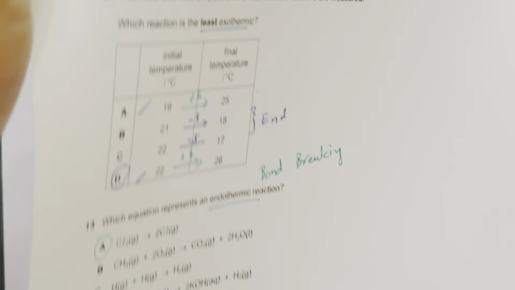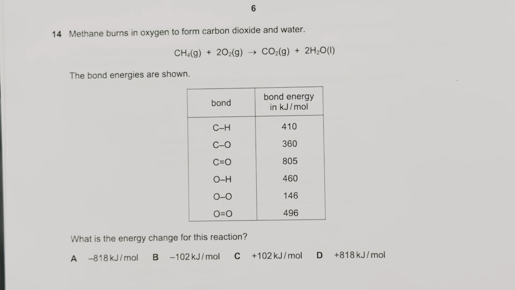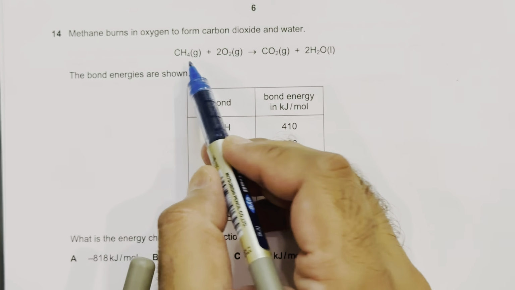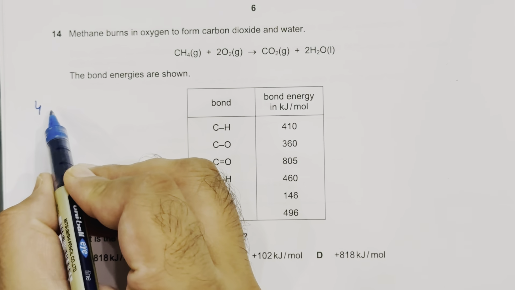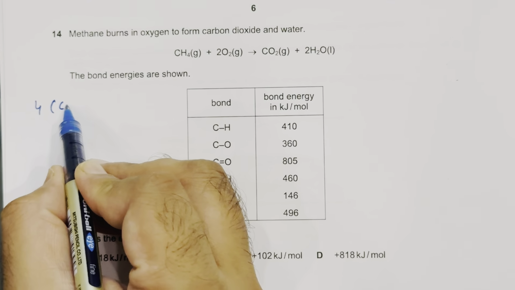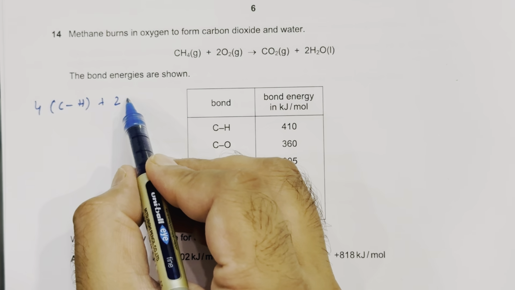Moving to question number 14. Okay, 14 is again from energetics. Methane burns in oxygen to form carbon dioxide and water. The reaction is given and the bond energies are also given. We know that there are 4 carbon hydrogen bonds here, so we are going to calculate the reactants energy for the carbon hydrogen bonds plus 2 oxygen double bonds.